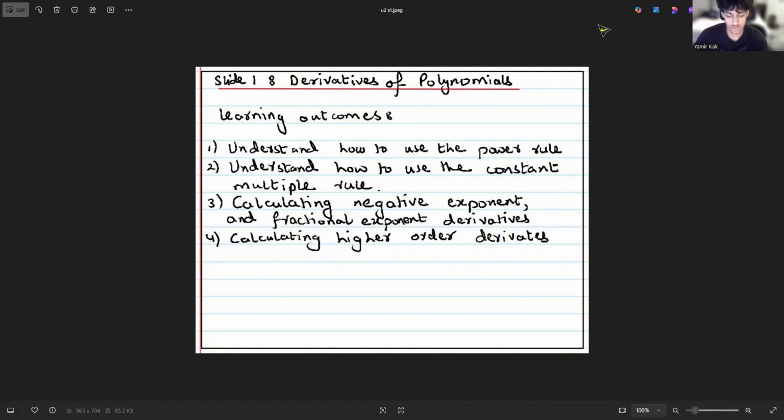So let's start with the foundation, the power rule. This is your go-to rule for differentiating terms that look like x to the n, where n can be any real number. I'll touch on that in the slides. Then we'll understand how to use the constant multiple rule, look at how to calculate derivatives with negative and fractional exponents, and lastly, we'll look at calculating higher order derivatives.